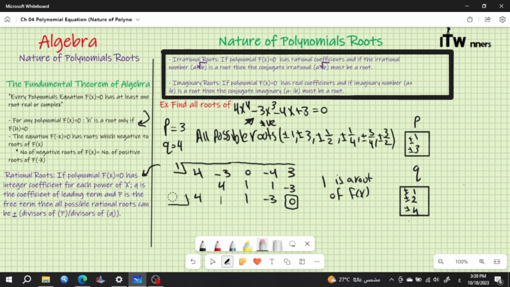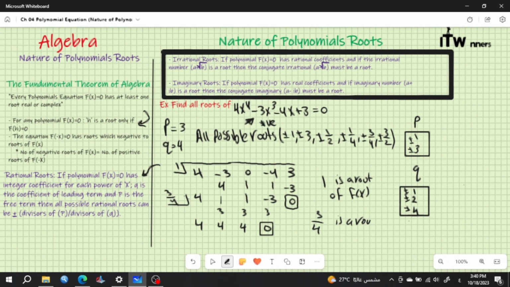Then try another one, another positive one. 3 by 4. Here we have 4. 4 into 3 by 4 equal to 3. This equal to 4. Then we have here 0. Okay. Then here 3 by 4 is a root of f of x. Okay.